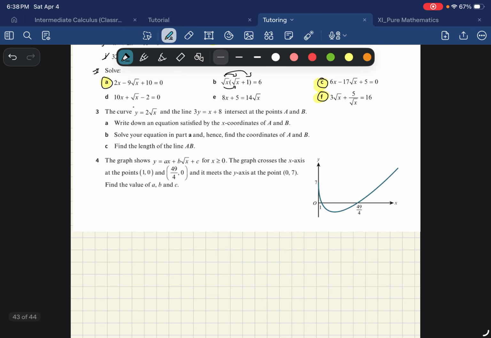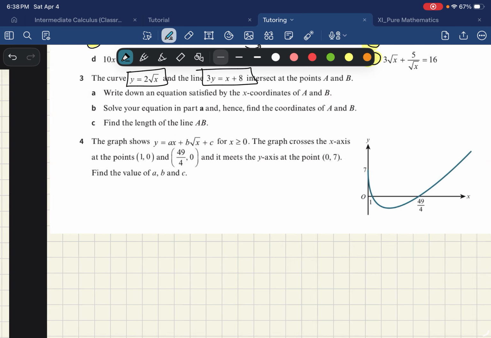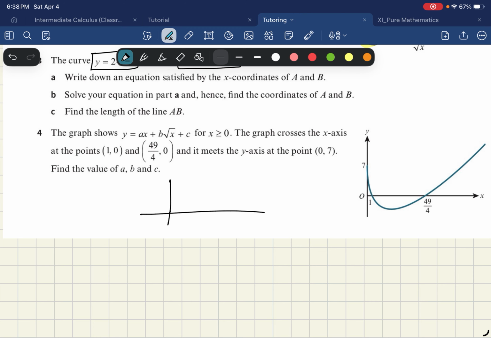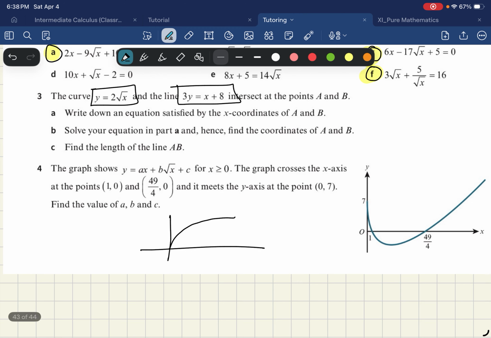So we have a curve. Y is 2 root x, and we have a line. So if you're curious, the curve looks something like this, 2 root x, and we have a straight line with a positive slope. So let's write the straight line something like this. And we have 2 points of intersection, A and B. All right. So write down an equation satisfied by the x-coordinates of A and B.